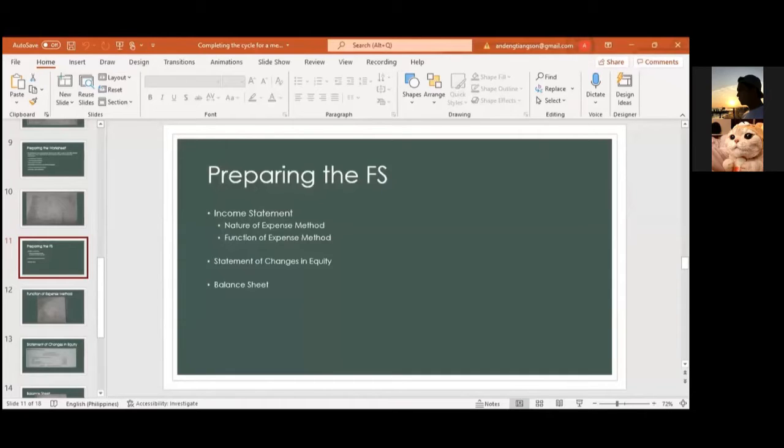Next is the function method. This is also called the cost of sales method. Expenses here are classified according to their function as part of cost of sales, distribution or selling, administrative, and other operating activities. This method allows us to calculate gross profit and operating profit within the income statement, and it is usually used in the multi-step format. So mostly, those who use this are large and medium businesses.